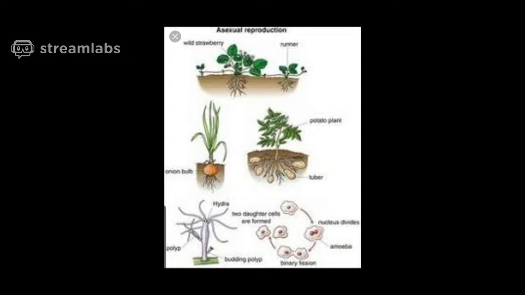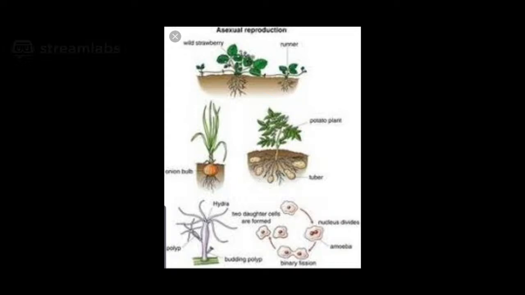The first image shows runners. By separating the runners, you can grow the plant. The second image showing bulbs. By separating the bulbs, you can grow the plants. By the tubers, separate the tuber, and tuber will develop as a new plant.